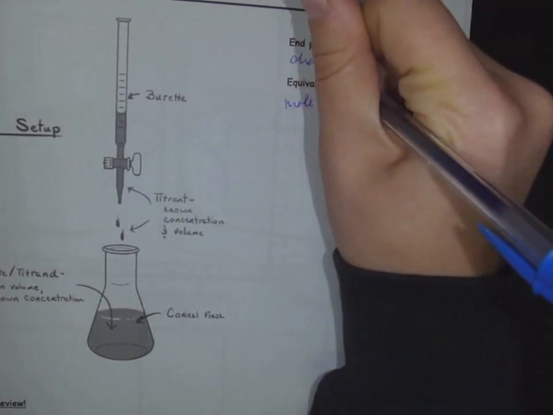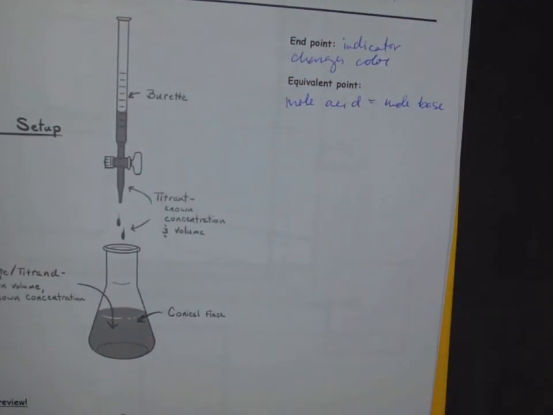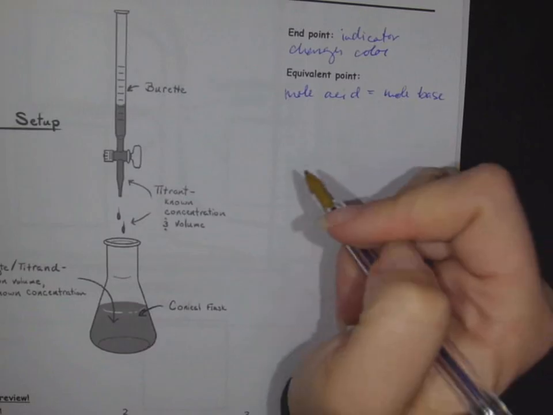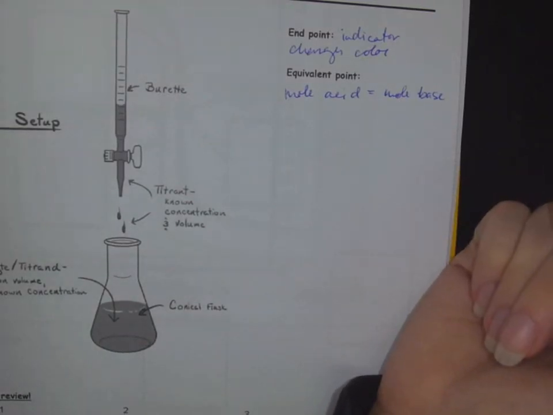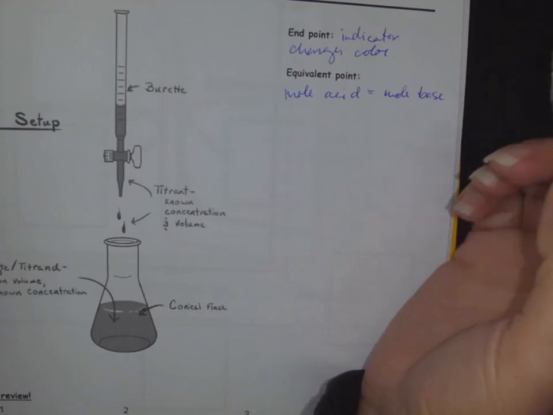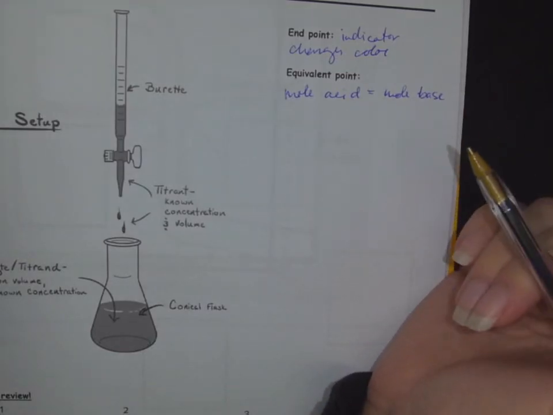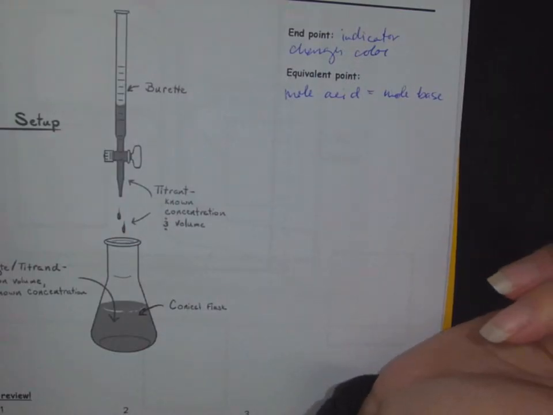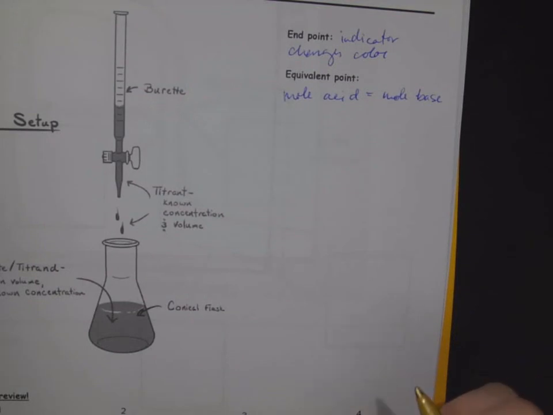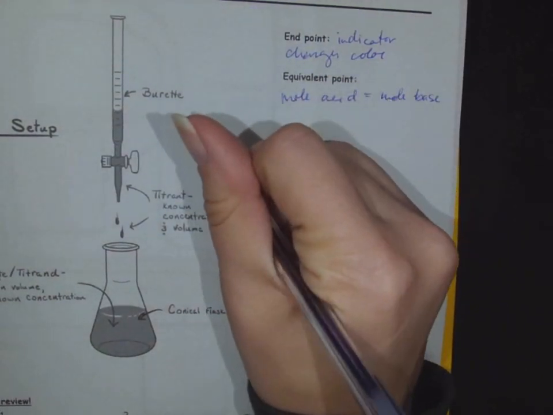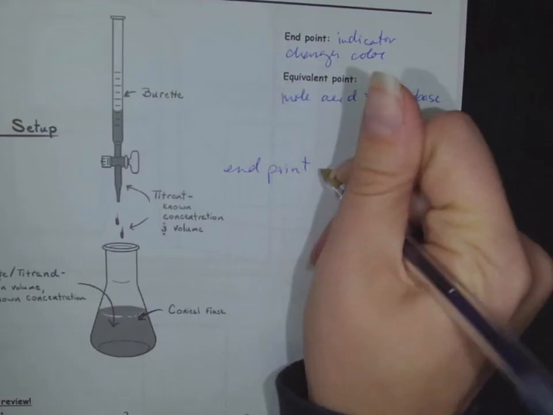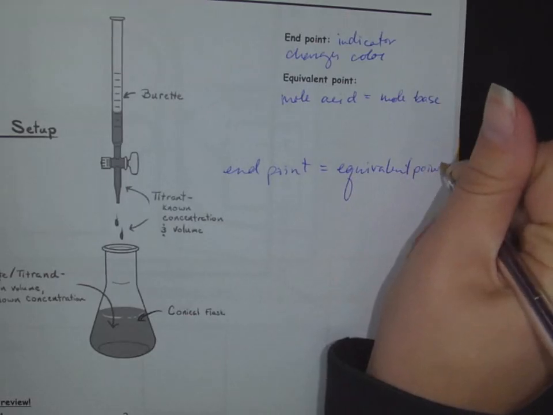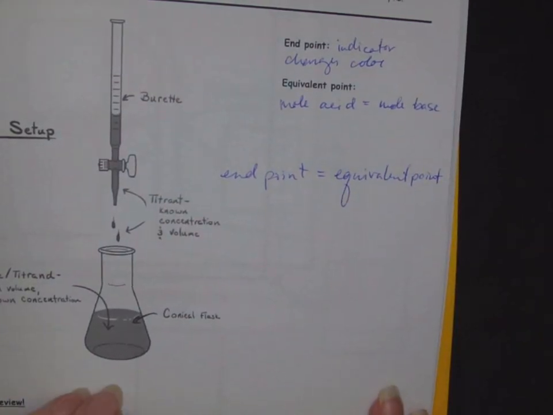Indicator changes color. Okay, so in AP Chemistry, and probably in a lot of chemistry classes and other scenarios, they would assume that these things are the same. Just because, if we chose a bad indicator, they wouldn't be the same, but we're going to make the assumption that we chose a good indicator that changed color at the equivalence point, okay? So anytime someone says end point or someone says equivalence point, we can use those interchangeably. Like, we can assume that one means the other.